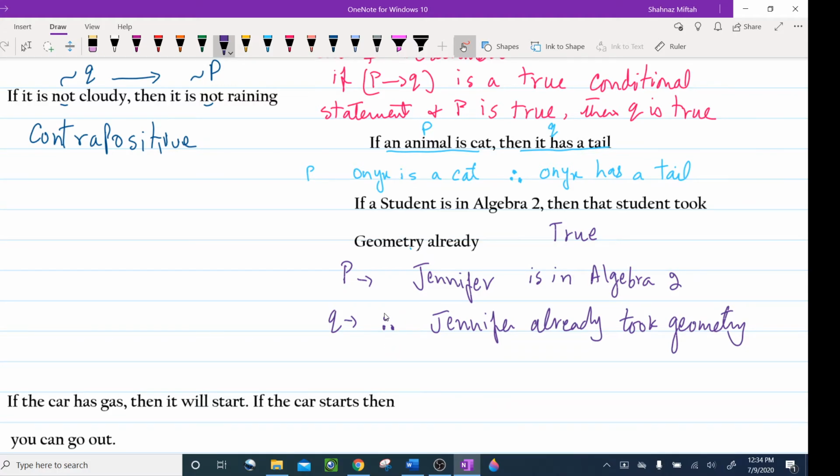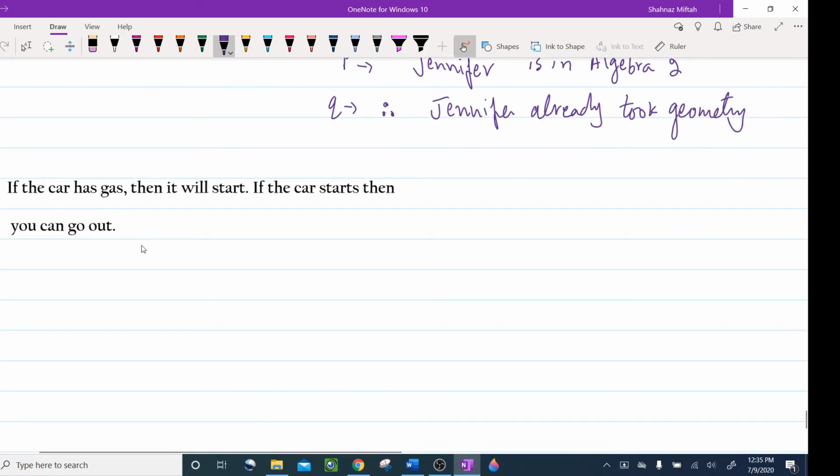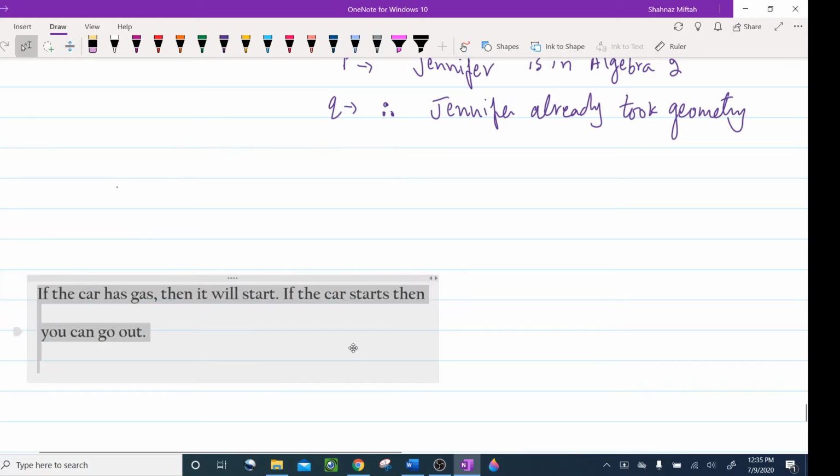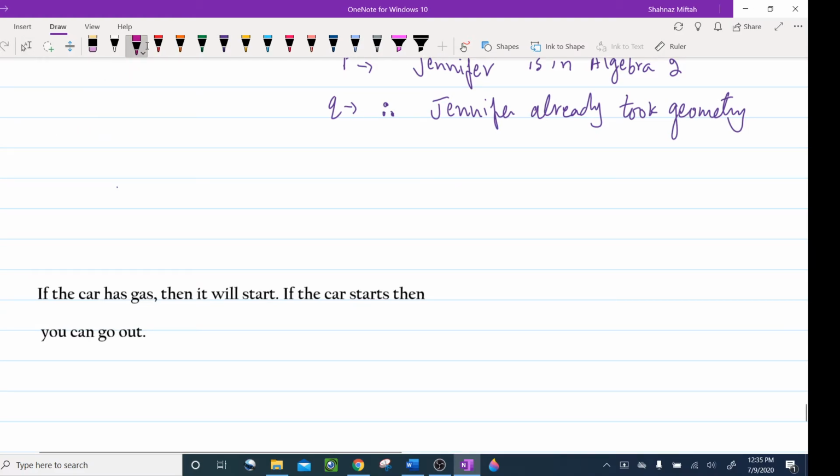Okay, so these are the laws of detachment. If the conditional statement, if P then Q, is true, then it means this hypothesis and conclusion have to be true. Okay, what is the law of syllogism? Now let's do the law of syllogism. I'm going to write down my law of syllogism here. The definition, we'll try to understand it, and then I'll give you an example for it.